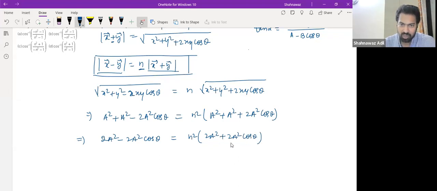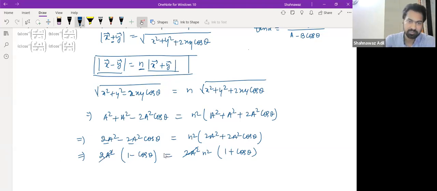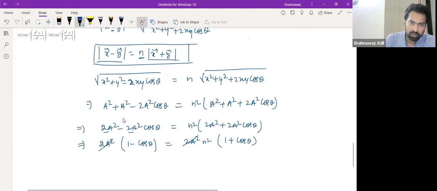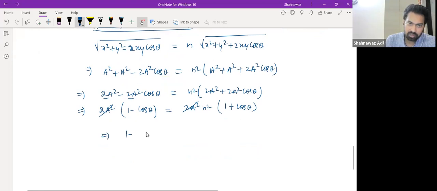So 2a square is looking like a common factor everywhere. Let's take it common. So this would be 2a square times (1 minus cos theta), and 2a square times n square (1 plus cos theta). So now we can cancel this, right? So 1 minus cos theta is n square plus n square cos theta.